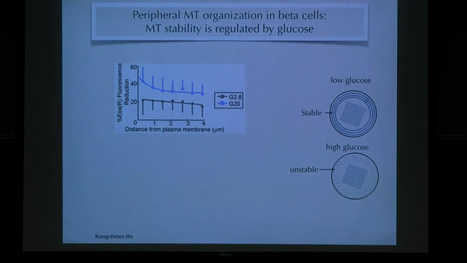Nevertheless, what he found is that, yes, microtubules are destabilized in high glucose, but they are only destabilized close to the cell periphery. Remember I showed you this distribution of directionalities? The microtubules close to the cell periphery are parallel to it. And this is the area where high glucose causes microtubule destabilization.